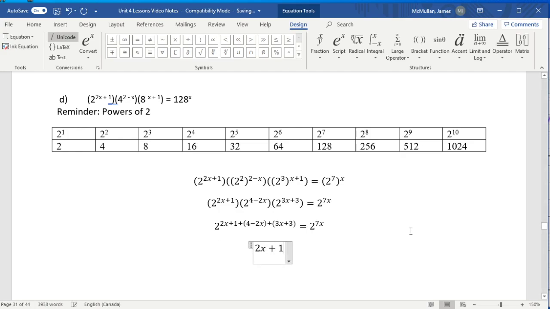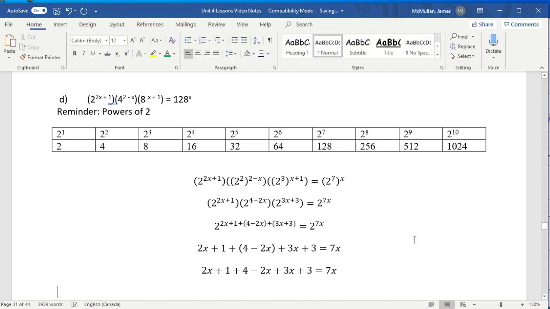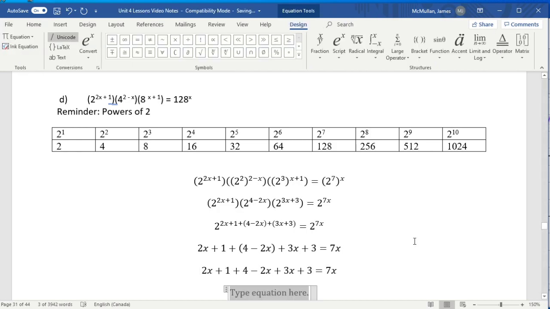I can go 2x plus 1 plus bracket 4 minus 2x plus 3x plus 3 equals 7x. Again, that bracket that I drew there really isn't needed, because the positive number is 4 and the negative number is the 2x. So I get this. Let's collect some like terms here.